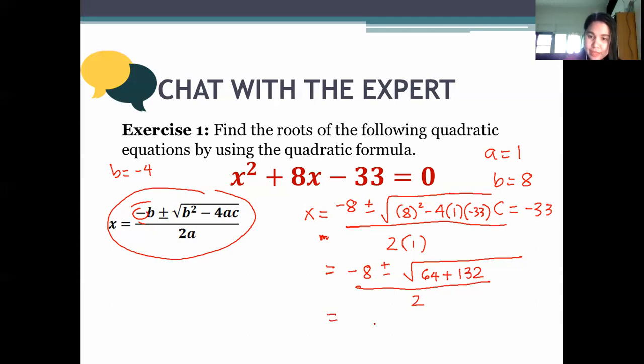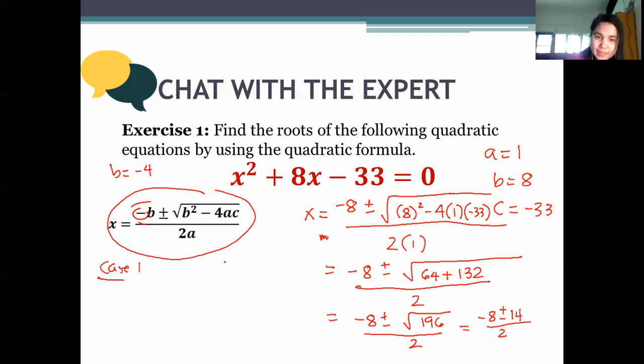So we have negative 8 plus and minus the square root of 196 over 2. The square root of 196 is 14, so negative 8 plus and minus 14 over 2. Let's do case 1. Again, case 1 is the positive. So x equals negative 8 plus 14 over 2.